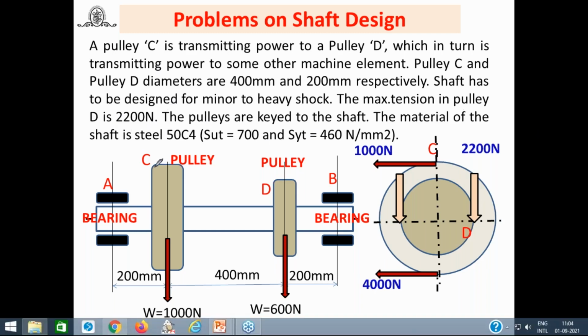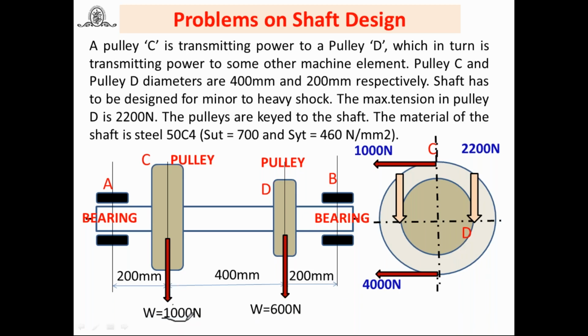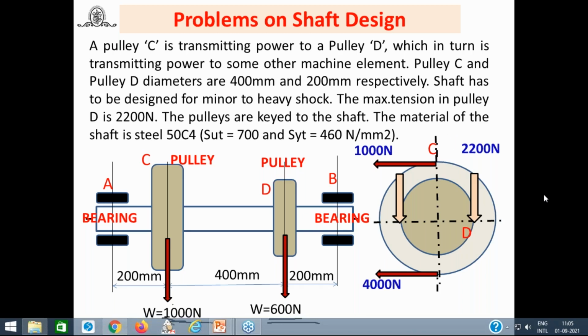I will give a hint. You can note down this problem very fast. Again, in this problem the weight of pulley C is given as 1000 and the weight of pulley D is given as 600 Newton. Have you finished noting it down? Please tell me. You can do it fast. Yes, sir. Okay, you have taken snaps. Very good. That's why no need to bother.